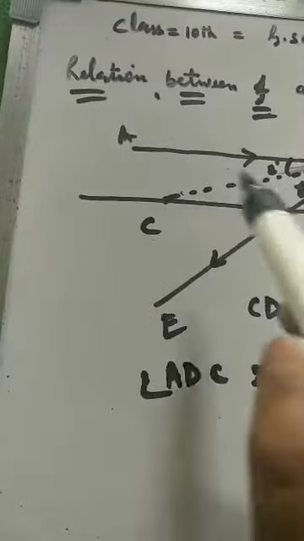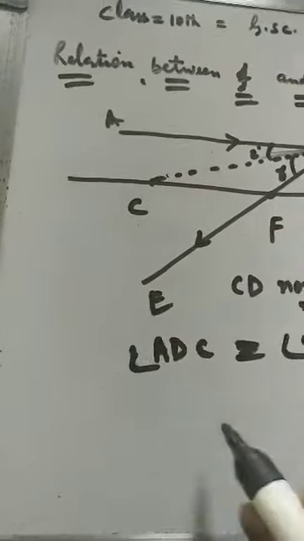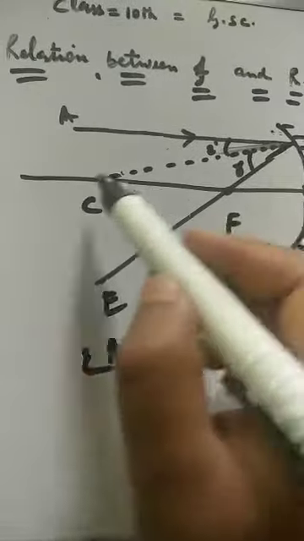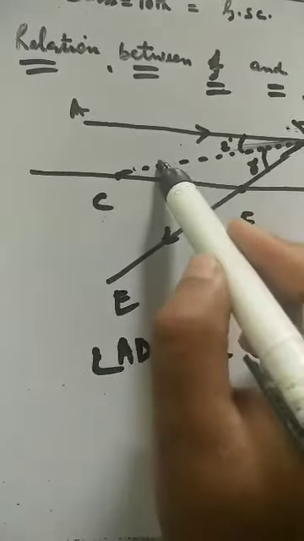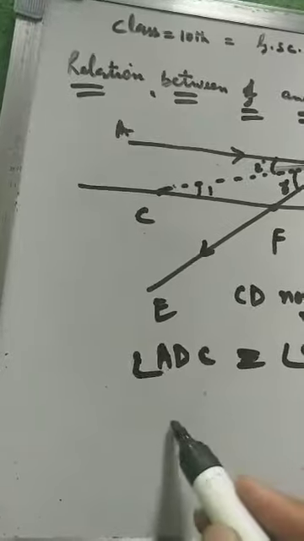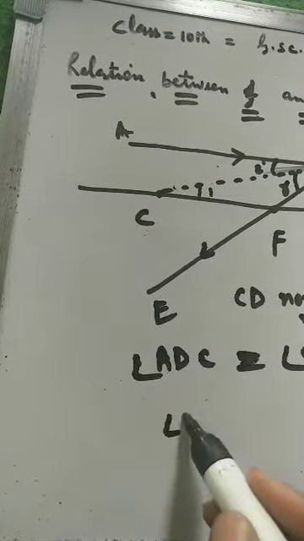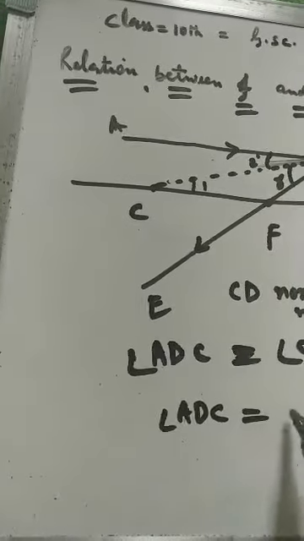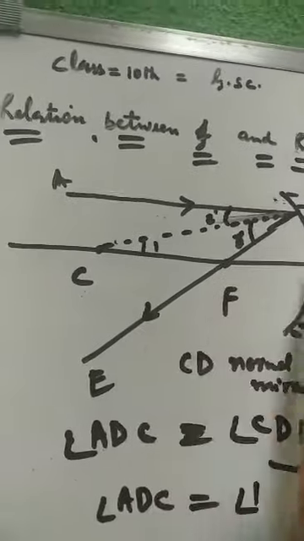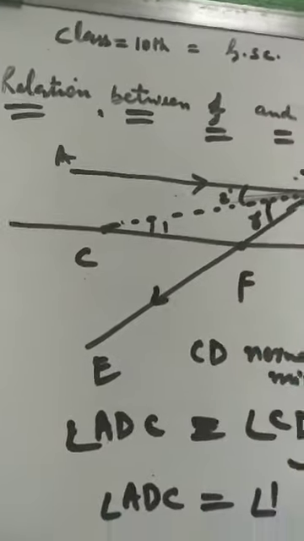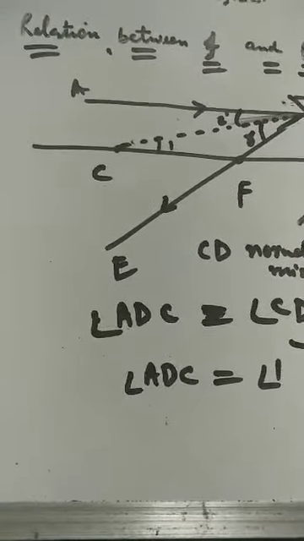Again, AD and CP are parallel lines, and CD is the transversal. So angle i, angle ADC, is equal to angle 1. Angle 1 is DCF or FCD. Angles, equation second.